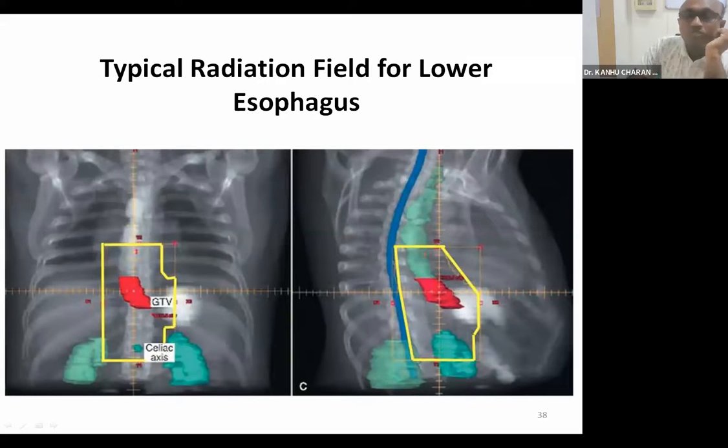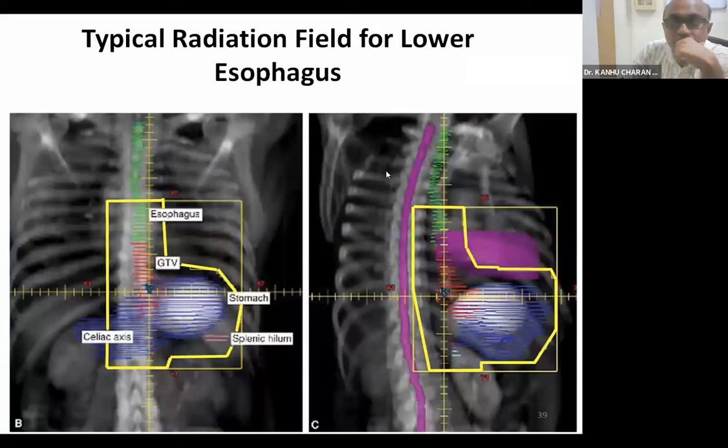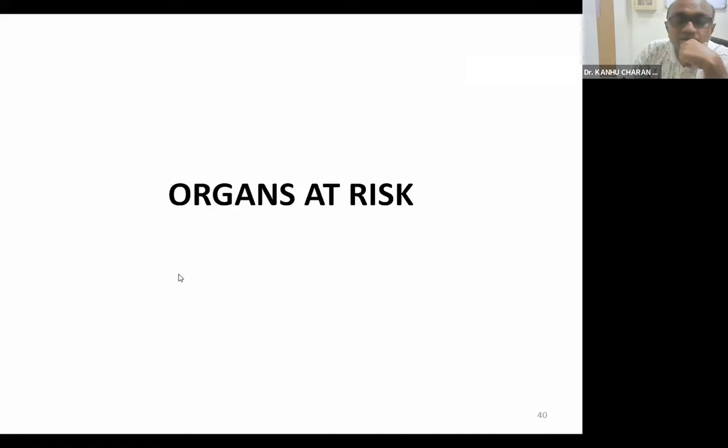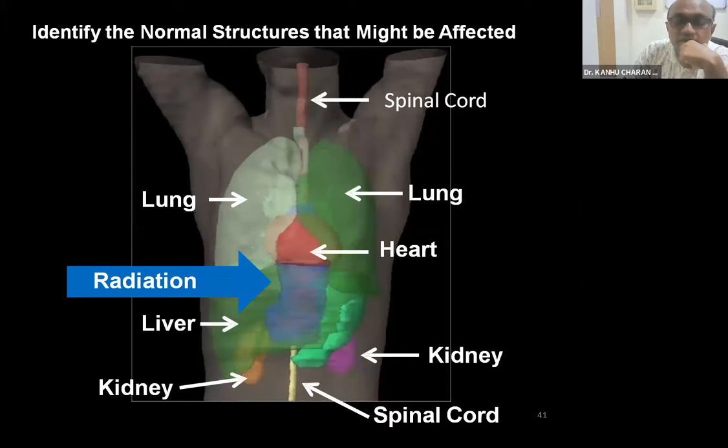So this is the T-shape, I-shape, and L-shape. This is mostly L-shape, as I told, for the lower esophagus, as I showed. I will come to it later. The organs at risk are mostly spinal cord, lung, heart, liver, and kidney. Kidney usually comes into play when you treat lower esophagus GE junction growths.